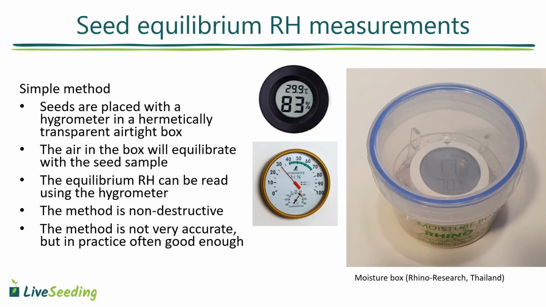When seeds are placed in a hermetically sealed container, together with a hygrometer, the air in the box will exchange moisture with the seed sample until equilibration. The subsequent relative humidity of the air can be read from the hygrometer. This method is less precise, but in practice generally sufficient for drying of seeds. It is not so important if the seeds are equilibrated to, for instance, 32 or 30% relative humidity.